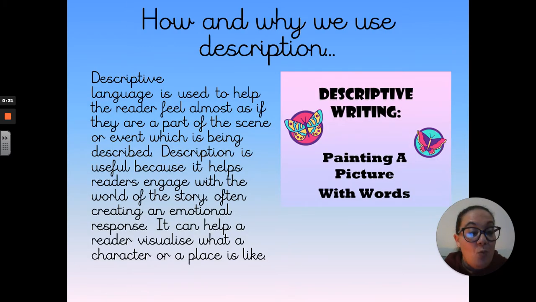So, how and why do we use description? I love the analogy of painting a picture with words. I think that's just a really beautiful way of describing it. Descriptive language is used to really grasp the reader so that they feel like they're part of the story or the scene. It can be used to create lots of different moods within a story setting. So it could trigger an emotional response.